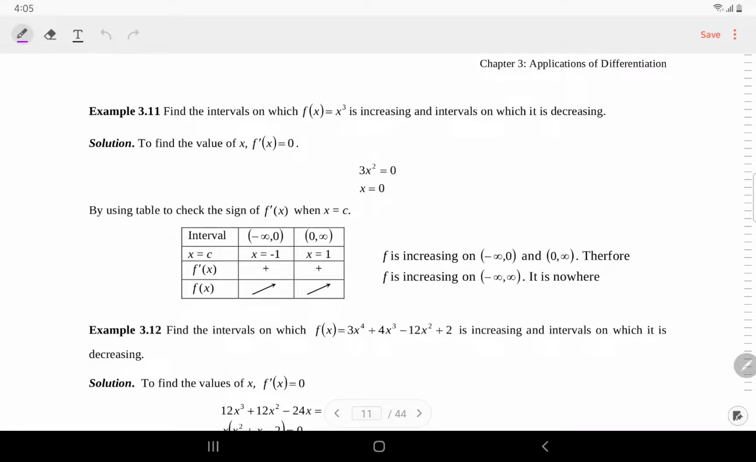Next example. Okay, example 3.11. Find the interval of which x cubed is increasing and interval which is decreasing. Decreasing and increasing interval lah. Okay, we apply the same step as before. First, we need to find f prime x and then set upkan dia equal 0. So, from this function, our f prime x is 3x square. So, kita equal dengan 0. So, solvekan dapat x equal 0. So, x equal to 0, kalau dalam number line, 0 is here.